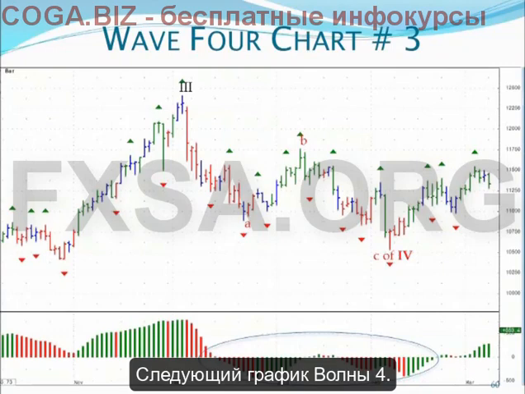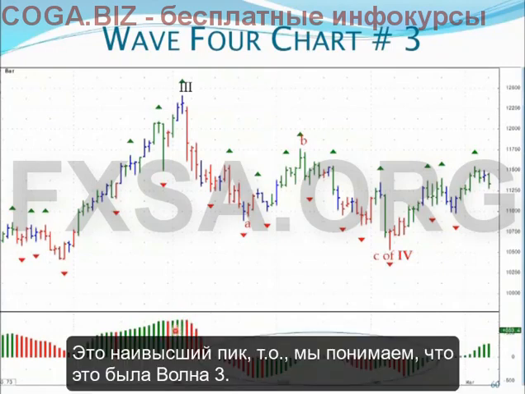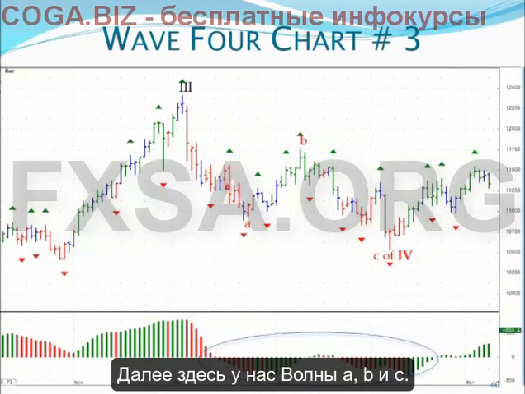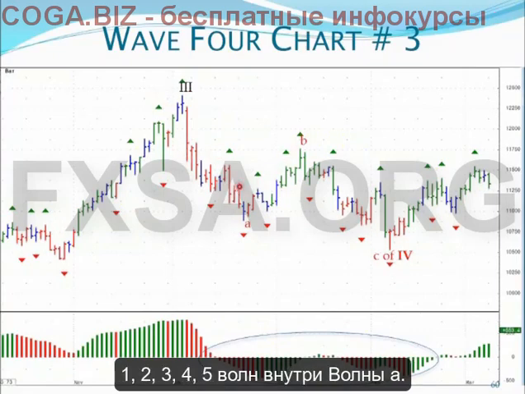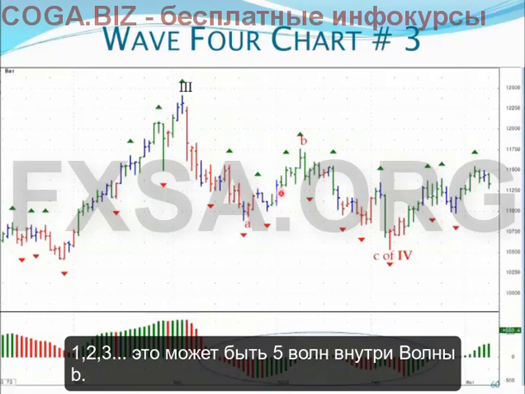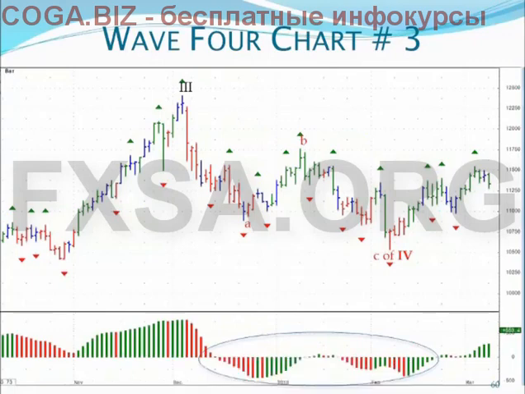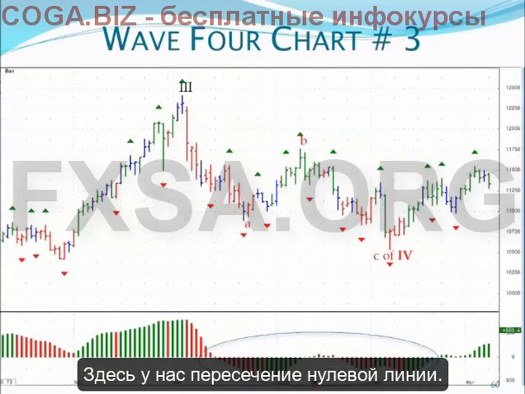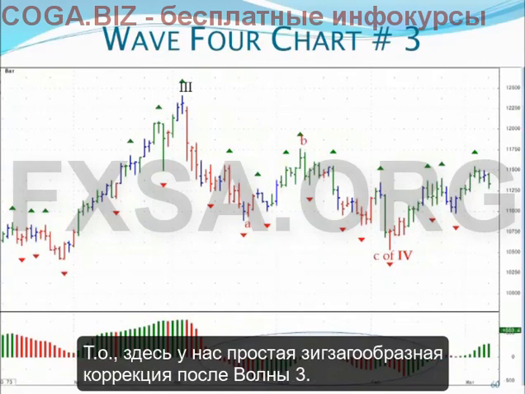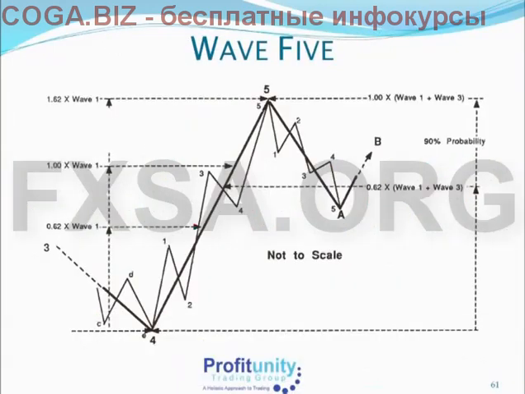Next chart on wave 4. Here's our tallest peak, so we know that was 3. So we have an A, a B, and a C wave. 1, 2, 3, 4, 5 waves in A. 1, 2. This could be a 5-wave B. 1, 2, 3, 4, 5 waves of C. We have crossed the zero line here. We have no divergence, so we have a simple zigzag correction here following a wave 3.